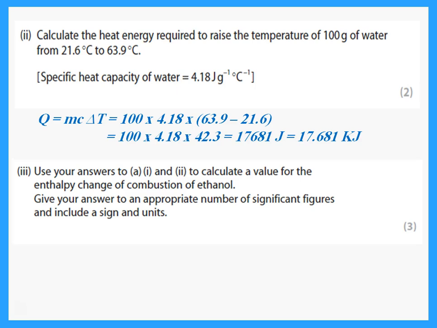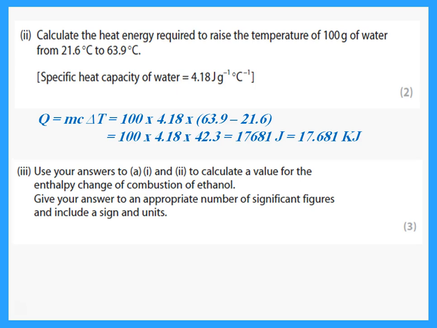times the temperature difference, usually the bigger minus the smaller, whichever one it is. And this gives you, in this case, the Q, which first of all comes out in joules. You can then divide it by 1,000, so this gives you 17.68 kilojoules.